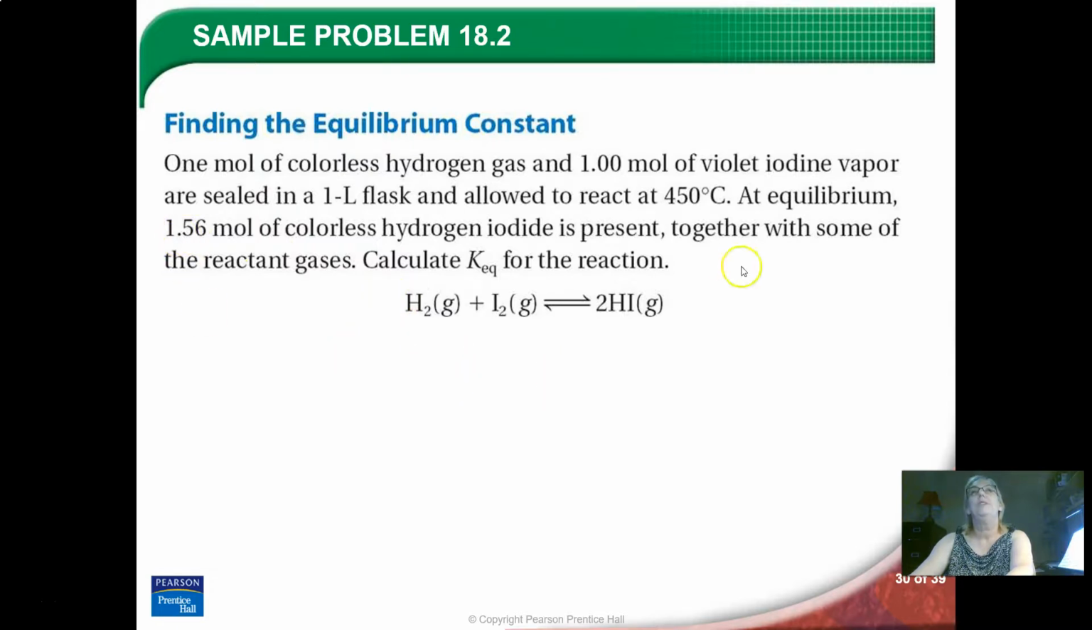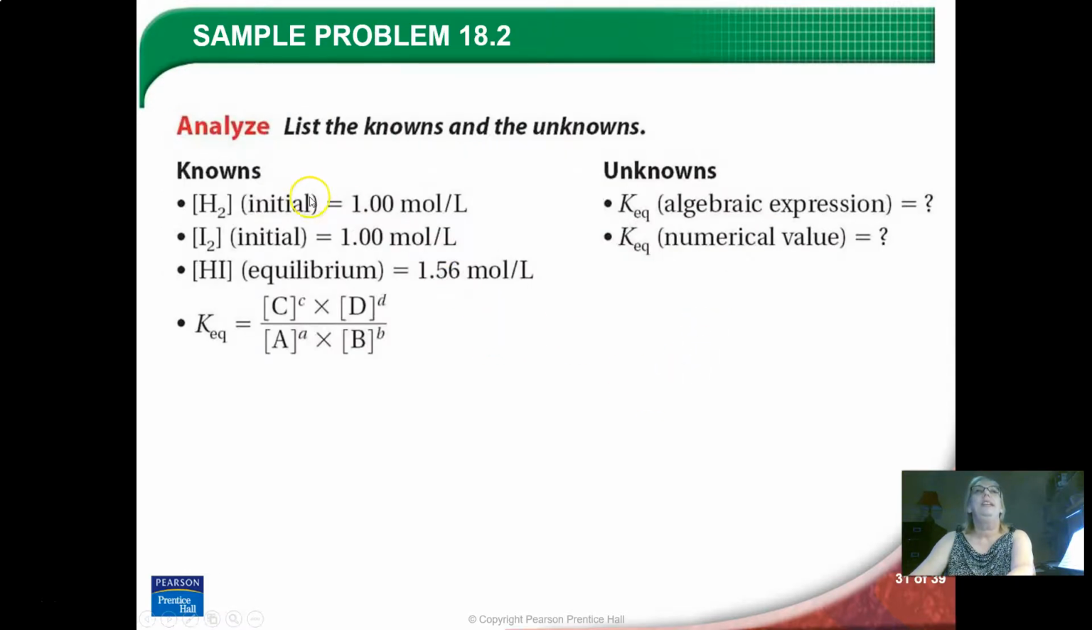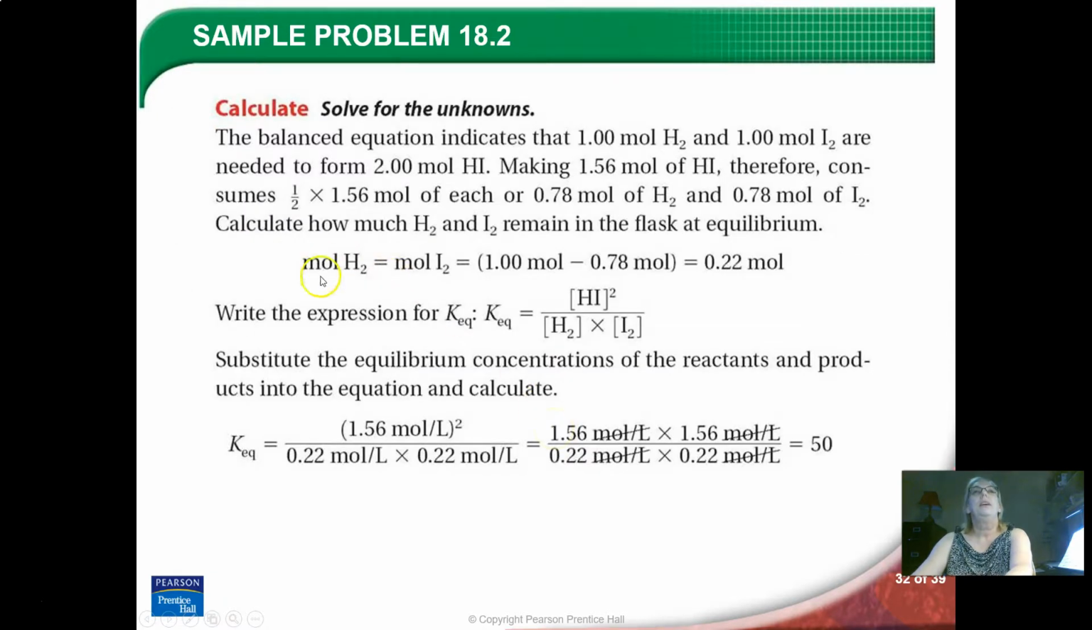So let's go through that carefully. Initially I had these molarities, but at equilibrium I have this as my product. So let's figure out how much I have of everything before I start working on this problem. I had 1 mole of each of these guys initially, but when we're at equilibrium, we have 0.78 used up to make that 1.56 of the product. So this is a little more complicated.